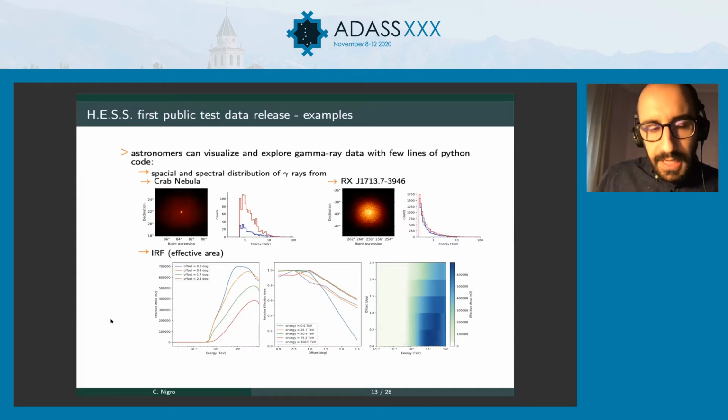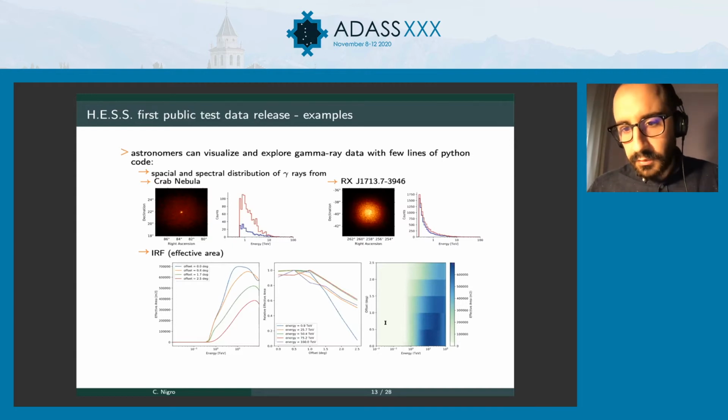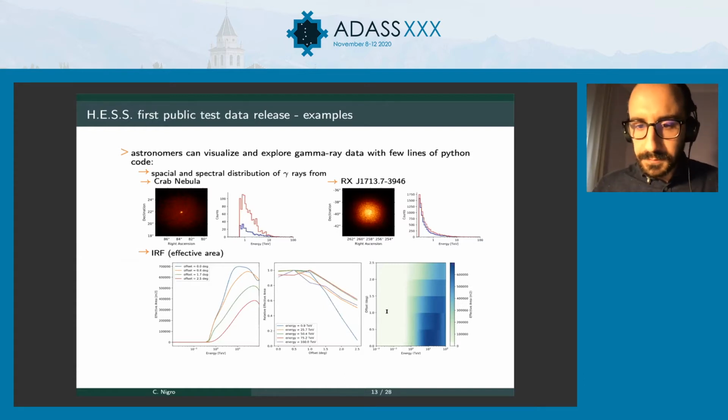And then the other element of the DL3 data are the IRFs, and this is the effective area. This is an image of the array that is basically stored in the IRF component. So here on the bottom plot on the left, you can see the effective area as a function of energy at different offsets. And on the extreme right, you can see the same plot, but made in two dimensions.